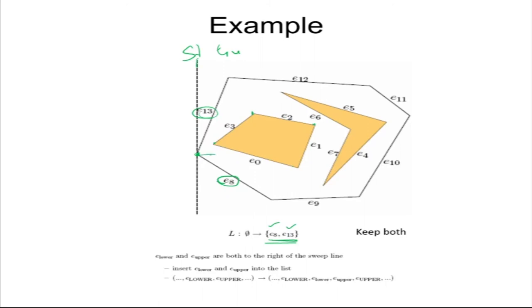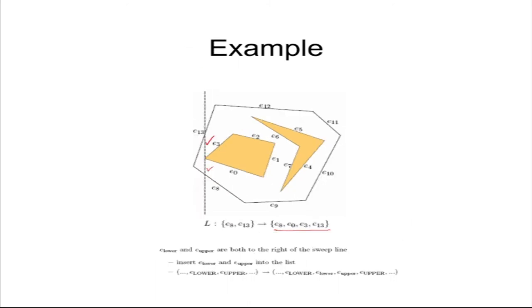The next, it goes a little bit more to the right. What happens? It hits this one, so it hits E8, E0, E3 and E13. It sweeps a little bit more, and you can see it is now hitting E8, E0, E3 and E13.